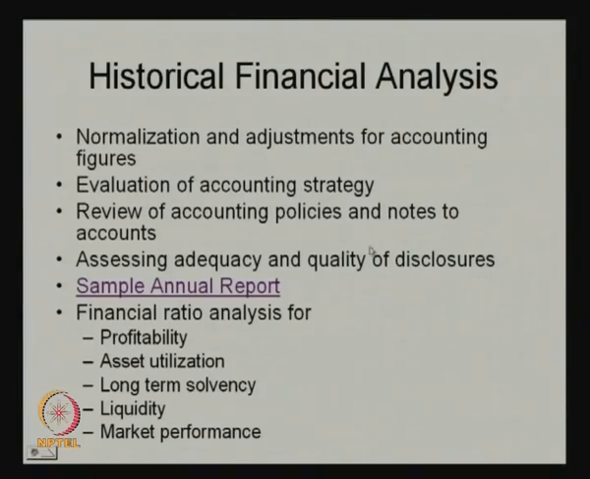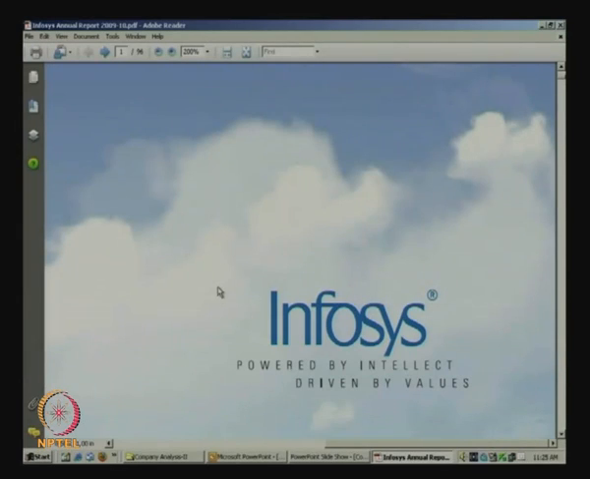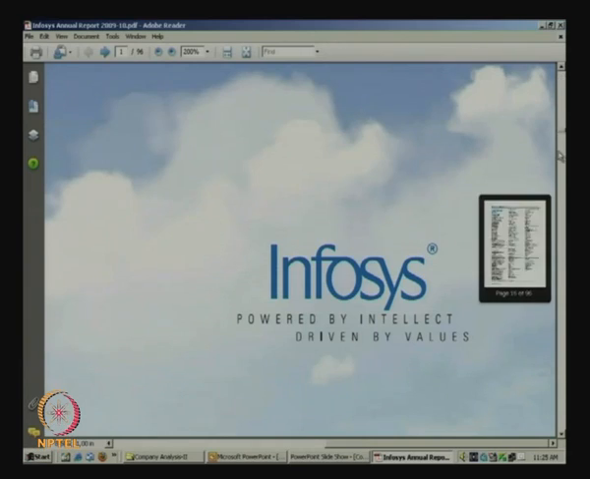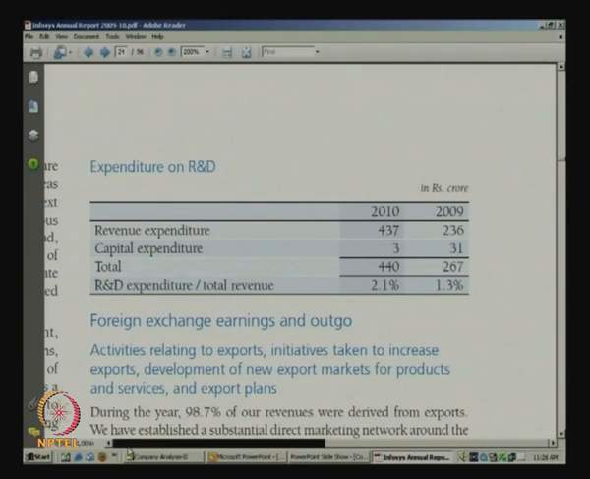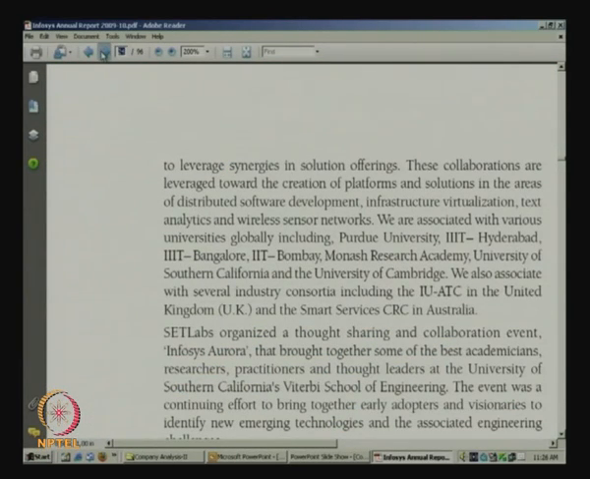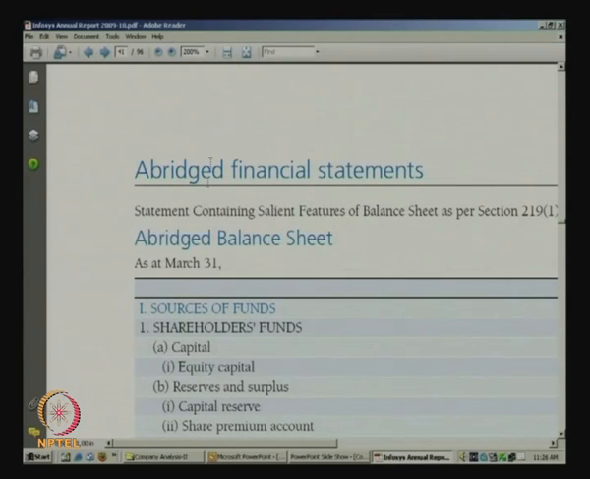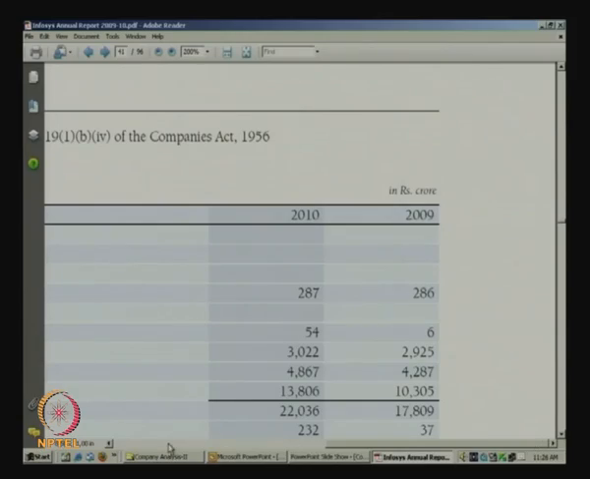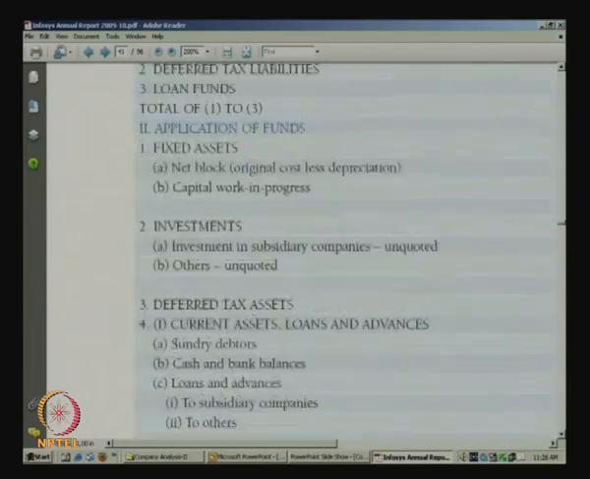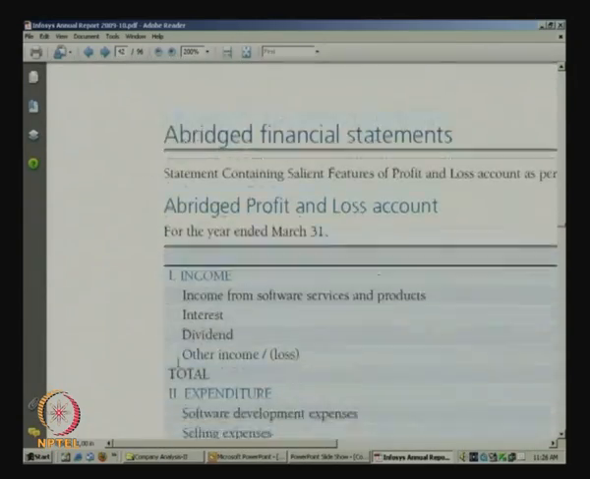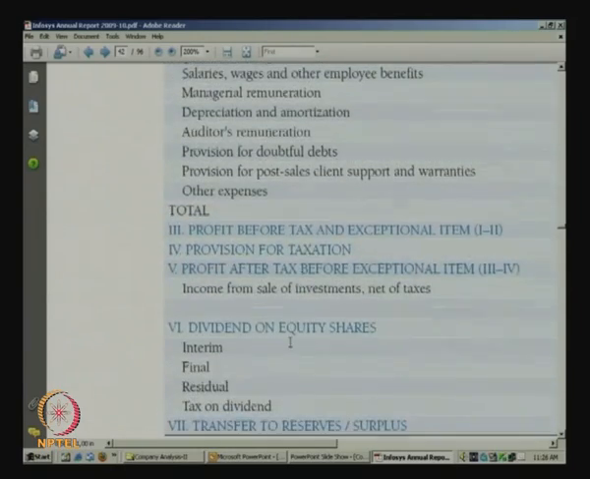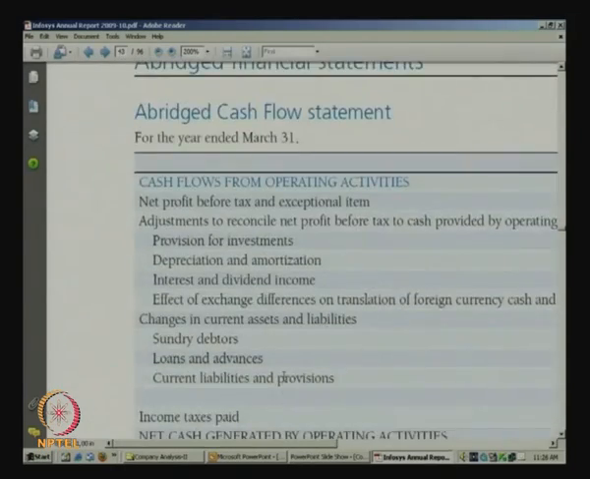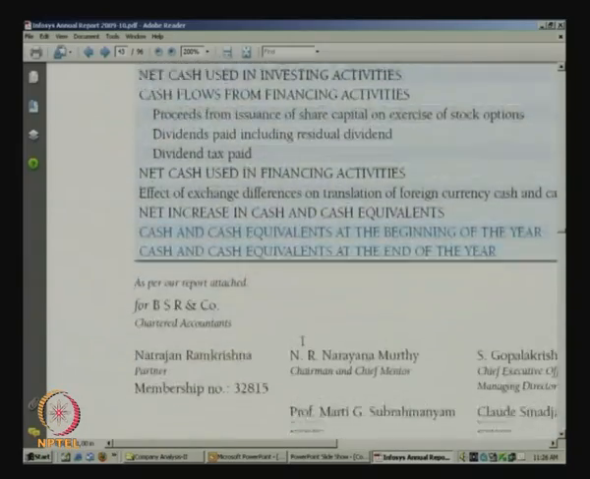So, we can look at a sample annual report. Here is Infosys, and as we discussed, we have the financial statements of this company. We have got the balance sheet here, the liabilities, and then the assets. Then we have the income statement of this particular company, Infosys, for the latest year 2009-10, and there we can see the cash flow statement.